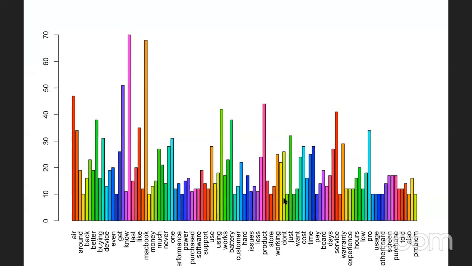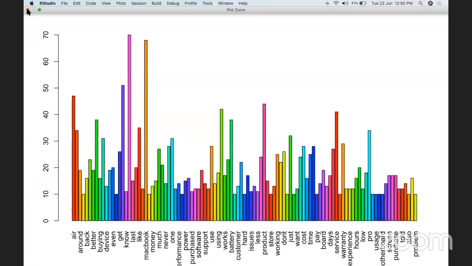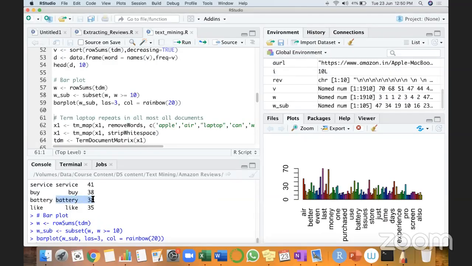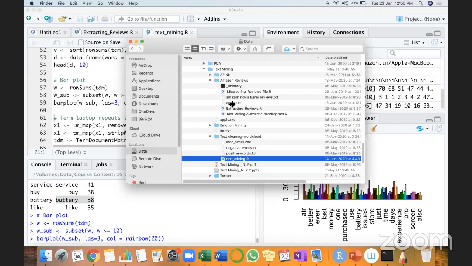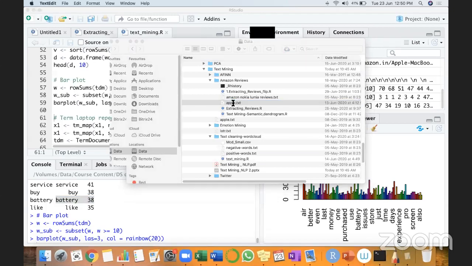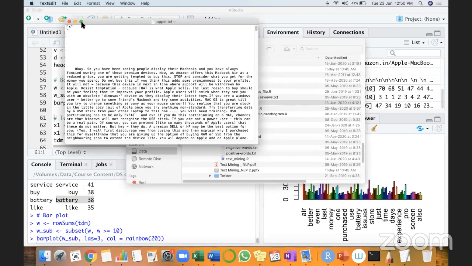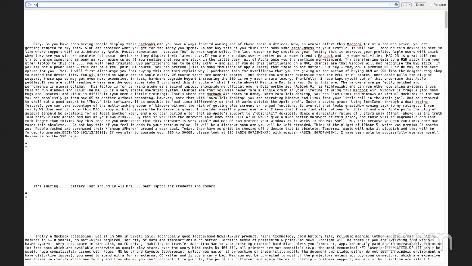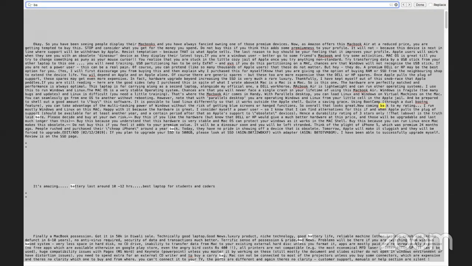If you see any negative word which has occurred many times, you can take it out and understand more context about it. Let's say, for example, people have used "battery" 38 times. I want to understand in what context people have used this word. So I'll go to the document and search with "battery" in the main review. This is one of the methods to get more context.